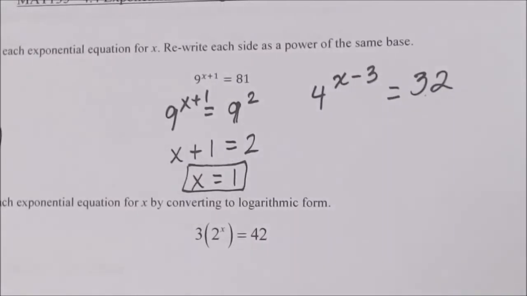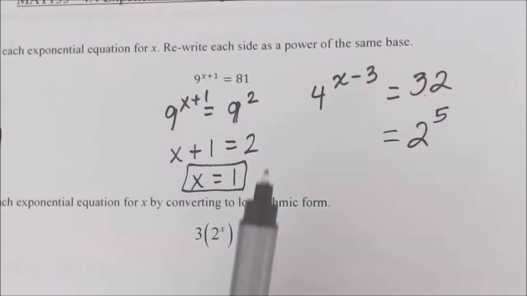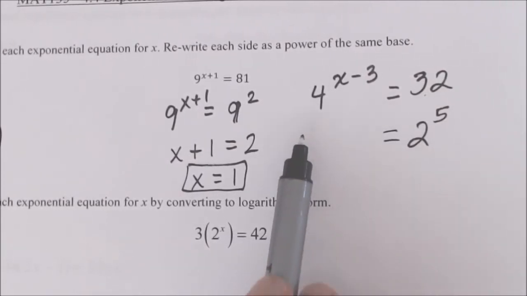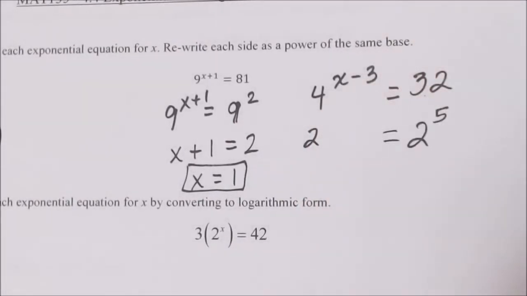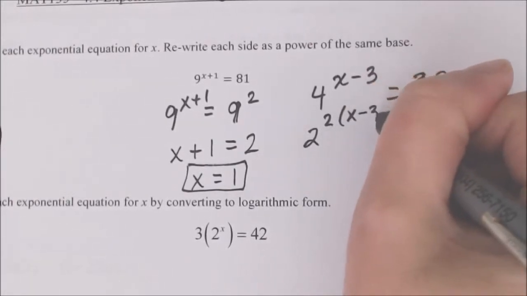In this example, if I can rewrite 32 as 2 to the 5th power, how can I rewrite 4 as a power of 2? So 4 would be 2 to the 2nd power. So I'm going to rewrite 4 as 2 to the 2nd power, and then there's still the x minus 3 there, so I'm going to put that in parentheses.